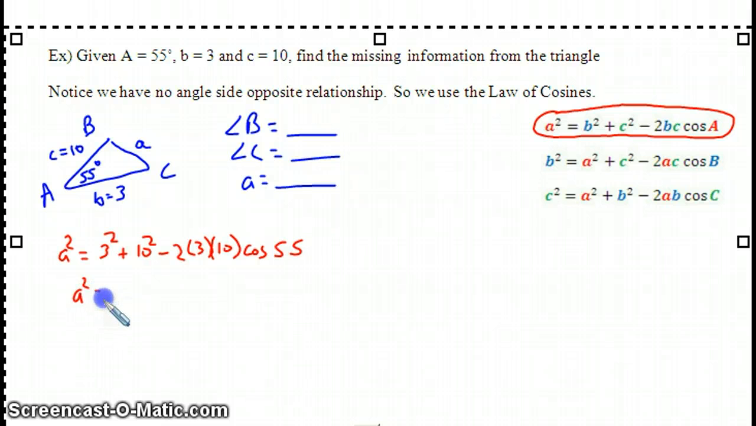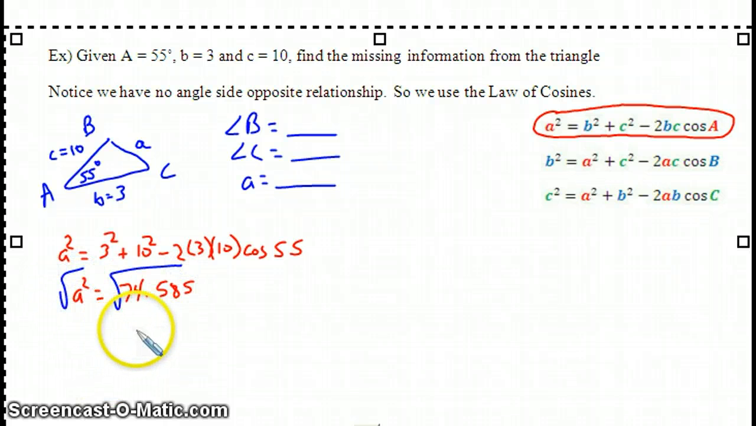So when I do that, I would get A squared to be equal to 74.585, and it keeps going on and on. I'd want to keep that answer in my calculator so that when I try to solve for A, and I'm taking the square root, I'm going to get the correct value. I would find that A would be equal to 8.6.